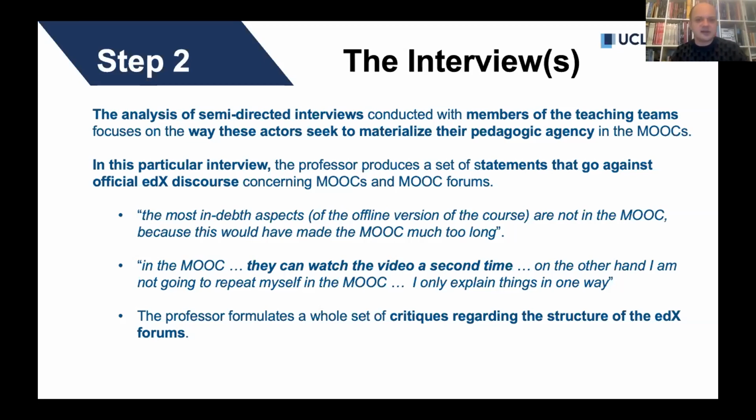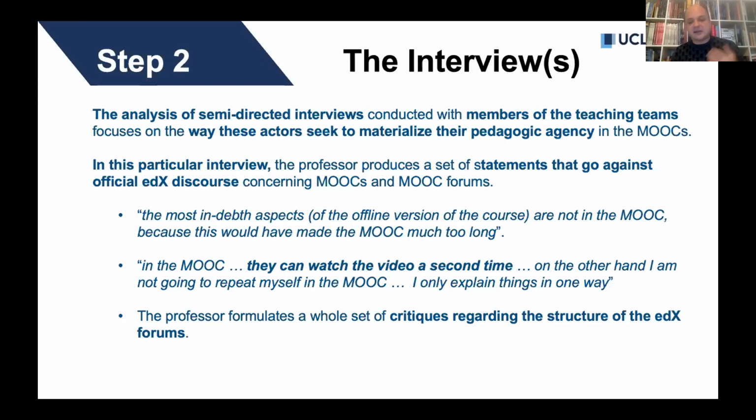This person says, for instance, that the most in-depth aspects of the course that she gives offline cannot be treated within the MOOC because this would make the MOOC too long, which goes against the idea that MOOCs can simply extend the classroom elsewhere without any quality suffering from that. Also, this person says, well, okay, the MOOCs can be watched a second time online, which is an advantage. But on the other hand, I cannot reframe the message. I can only explain things in one way, which is also limiting in a particular way.